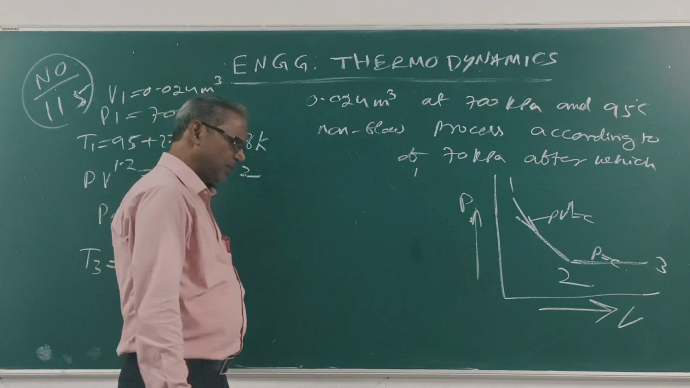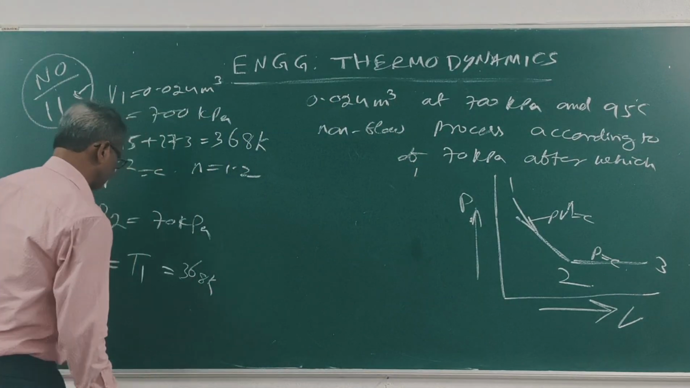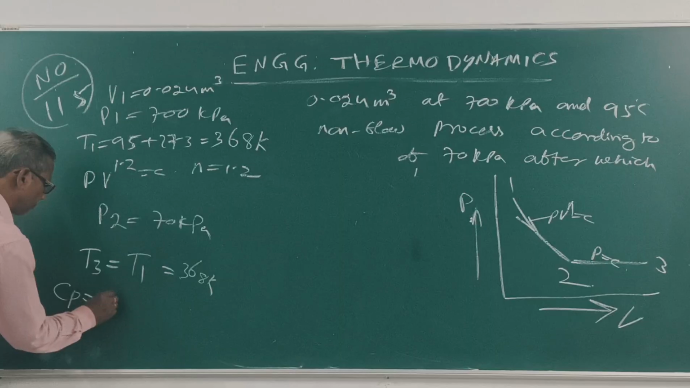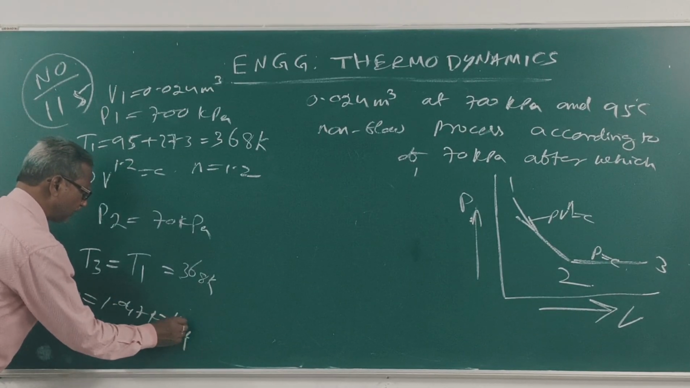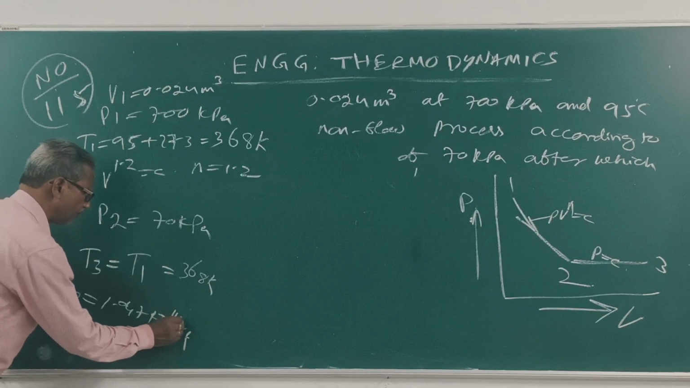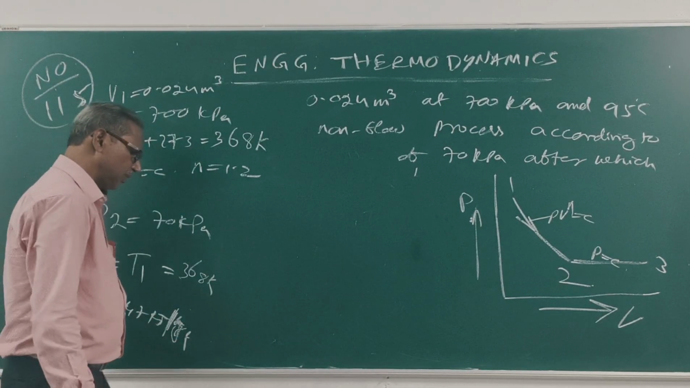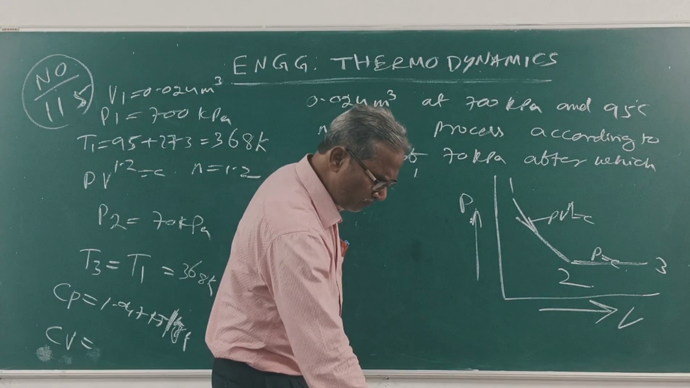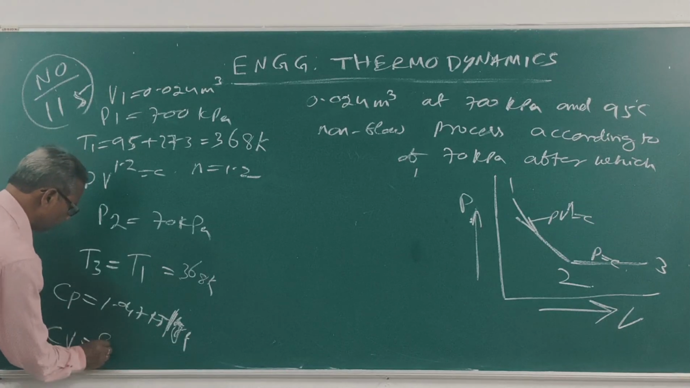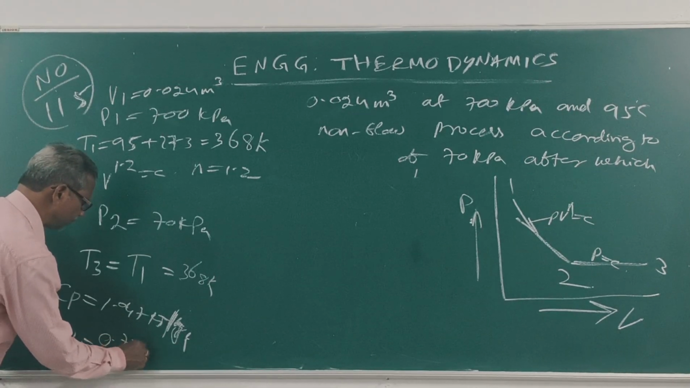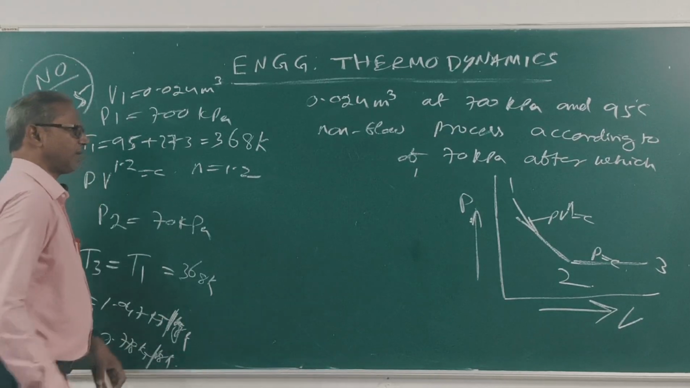Clear? Take Cp is equal to 1.047 kilojoule per kg Kelvin, and Cv is equal to 0.778 kilojoule per kg Kelvin. Right?